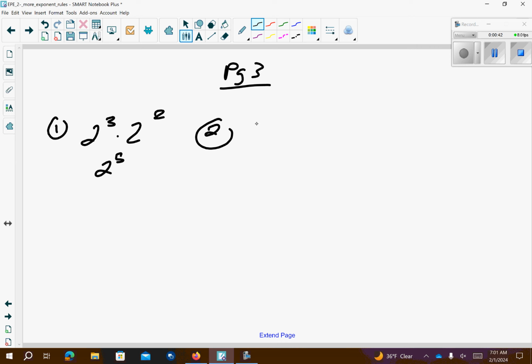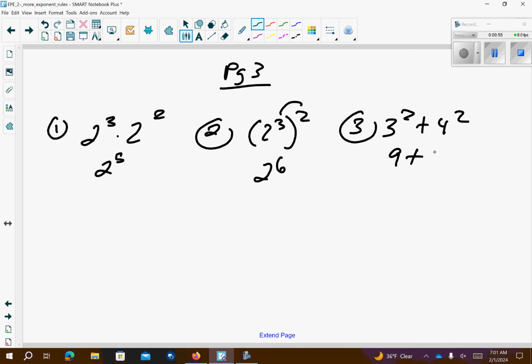Number 2, we have 2 to the third raised to the second. Well, let's multiply the exponents, so I get 2 to the 6th. And then number 3, we get 3 squared plus 4 squared, which is going to give me 9 plus 16, which gives me 25, because 3 squared is 9 and 4 squared is 4 times 4, which is 16.